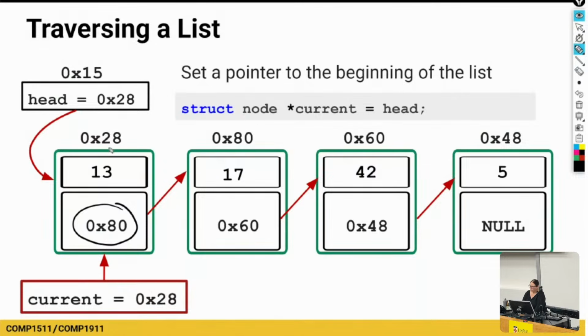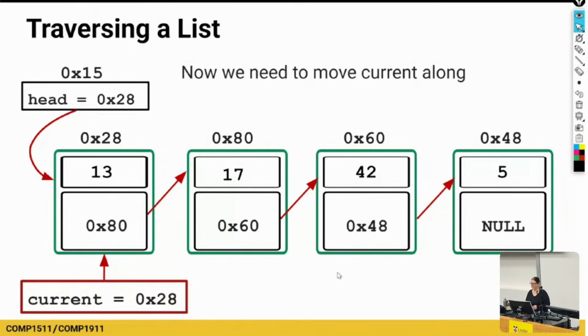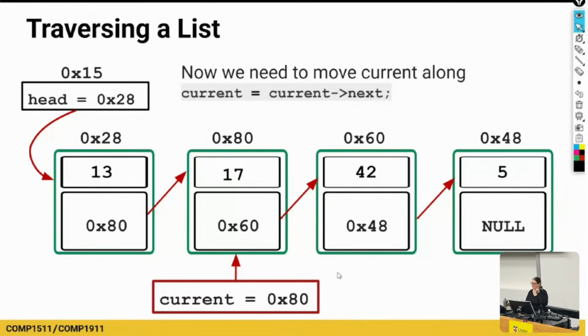So if I've got a pointer to this struct, current arrow data gives me what? Yeah, 13. Current arrow next gives me the address of the next struct. Right? That's what's stored in this member. So I say current equals current arrow next. And that has the effect of setting current to be this address here, which moves it on to the next node.